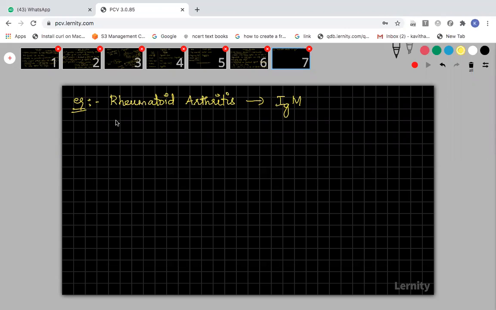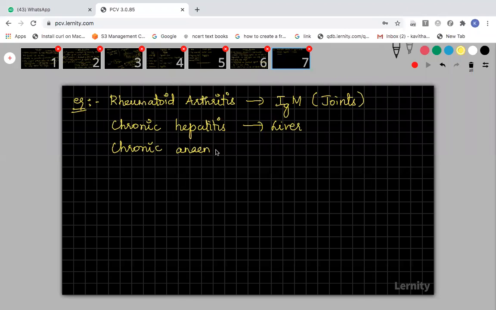Okay, and then you have chronic hepatitis. Chronic hepatitis is also one type of autoimmune disorder. Chronic hepatitis will affect your liver. It will start destroying the organ liver. Okay, and then chronic anemia. Chronic anemia will start destroying your own RBCs.